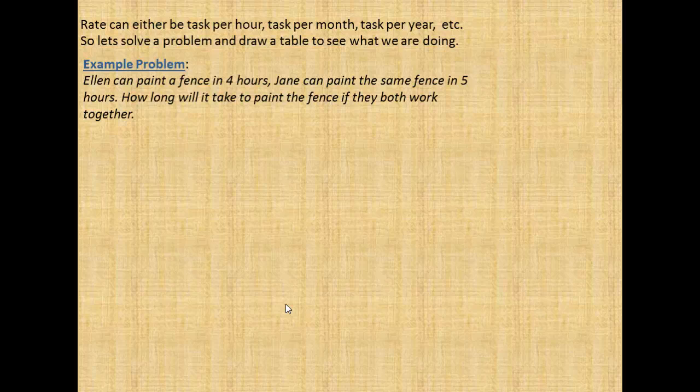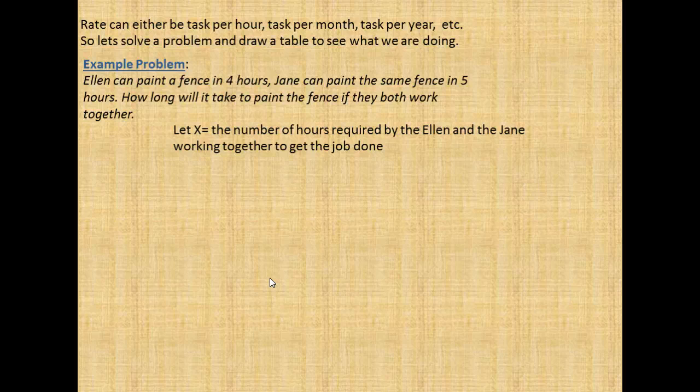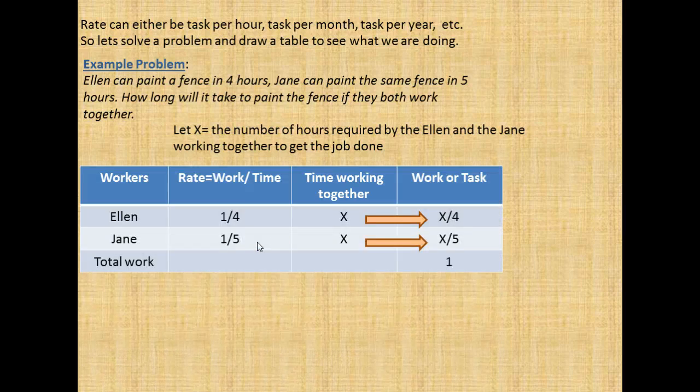Let's say Ellen can paint a fence in 4 hours. Jane can paint the same fence in 5 hours. How long will it take to paint the fence if they both work together? Okay. So let's let X equal the number of hours required by Ellen and Jane working together to get the total job done, okay? So let's draw a table. In this table we see workers, rate, time working together, and work or task.